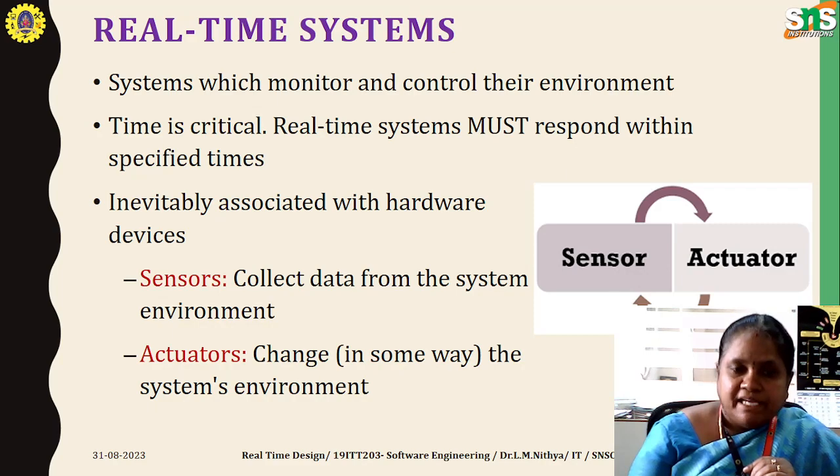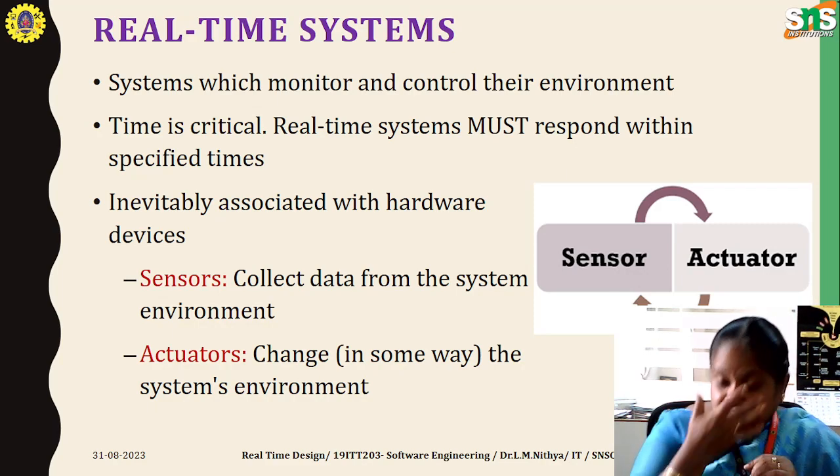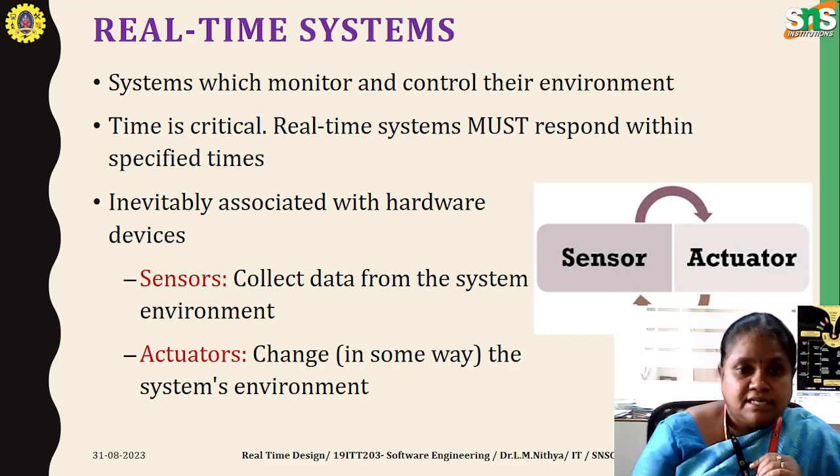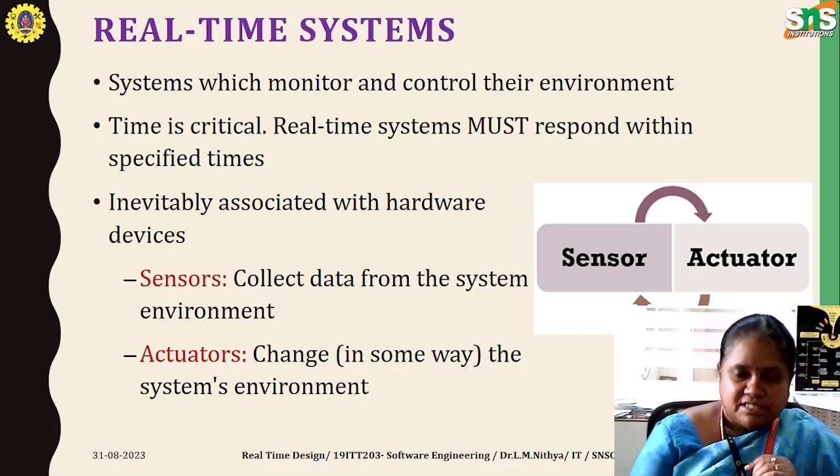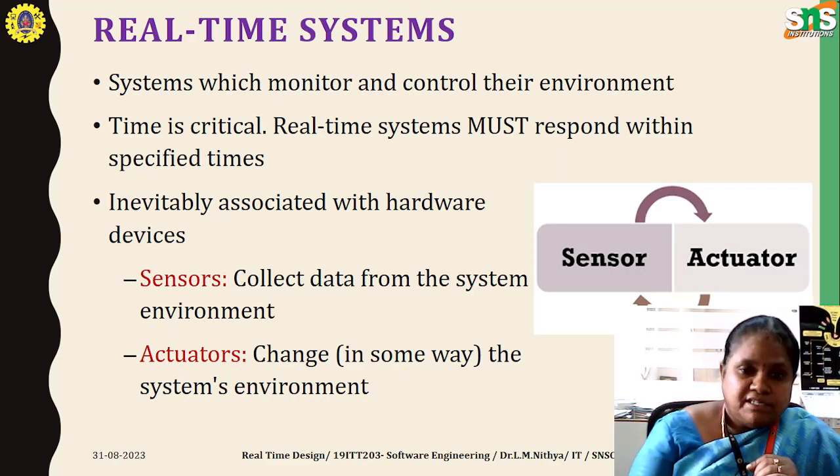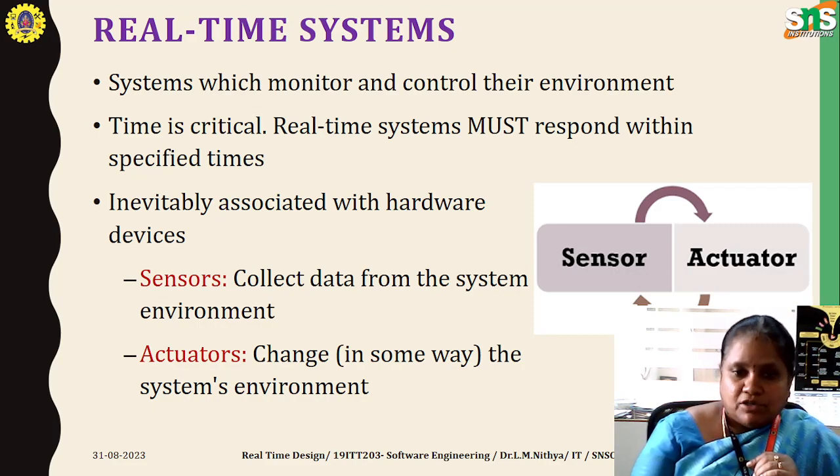The hardware mainly associated with real-time systems are sensors and actuators. We already know what a sensor is. A sensor is nothing but a device which collects data from the environment. It could be a temperature sensor, smell sensor, or even a humidity sensor, a water content sensor, a fire sensor. There are numerous sensors, even an intruder detecting sensor. An actuator is again a hardware part which performs actions on the system's environment. So it changes the system environment according to the sensor's input.